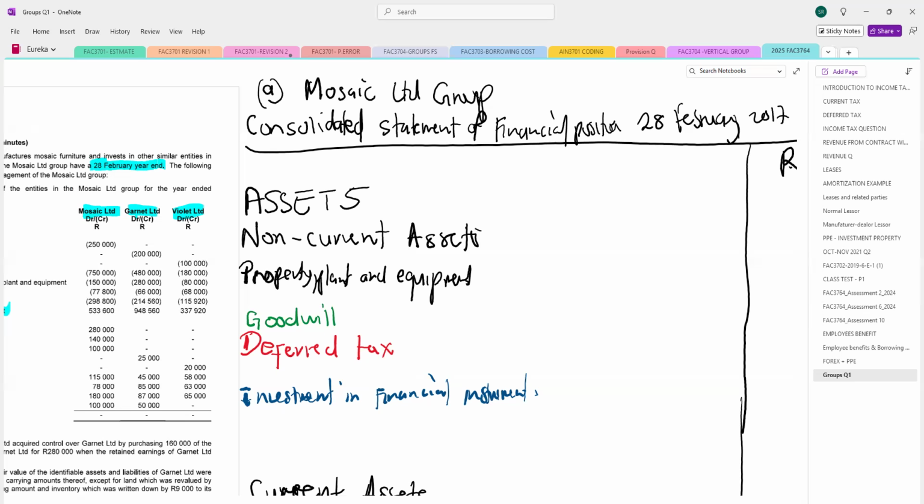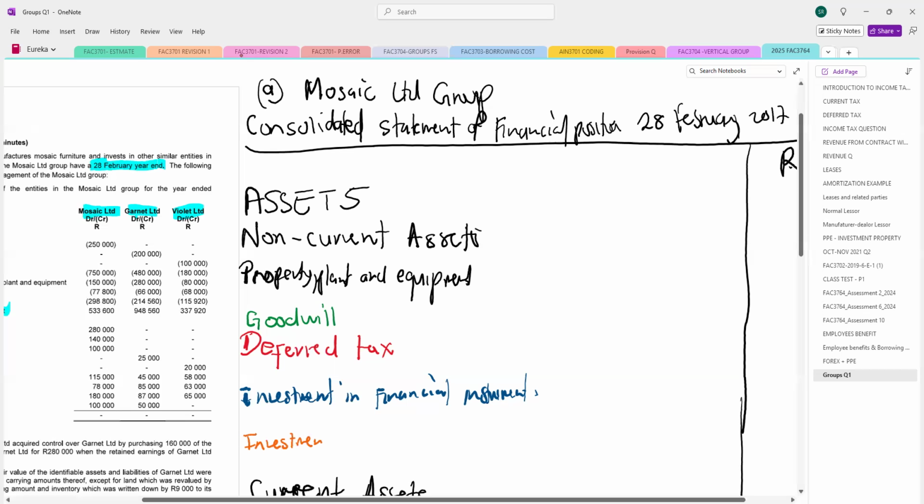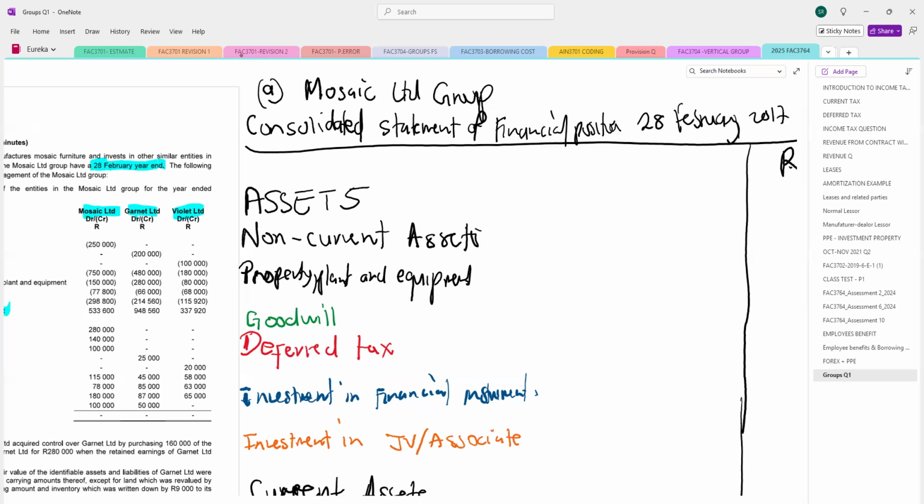And I saw a lot of investment, so there's a possibility that I'm also going to have investment in financial instruments or simple investments. All right, another possibility is that if I do happen to have joint venture or associates, then I may also have that. So I want to use a different color. So I may also have investments in either joint venture or associates. That is if I have possibilities. All right. These are my possibilities under my non-current assets. Now, if it happens that I don't have, I'm just going to put a dash.